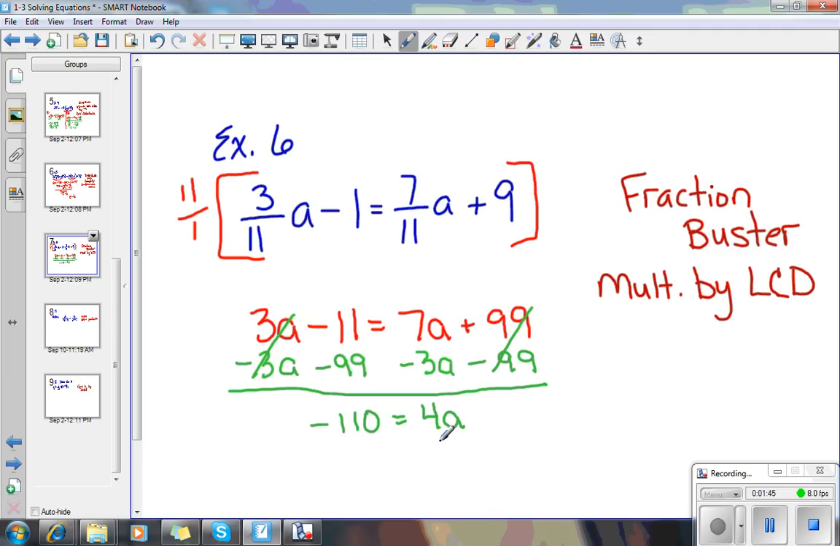So then my next step is to divide by 4 on each side. And over here, I'm just going to reduce the fraction. So 4 doesn't go into 110 evenly, but 2 does. 2 goes into 110 55 times, and 2 goes into 4 2 times. I'm going to leave my answer like that. Again, if you choose to, you can change it to a decimal, that's fine, but you can also leave it as an improper fraction.